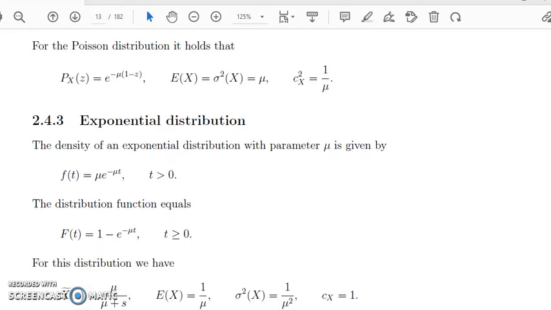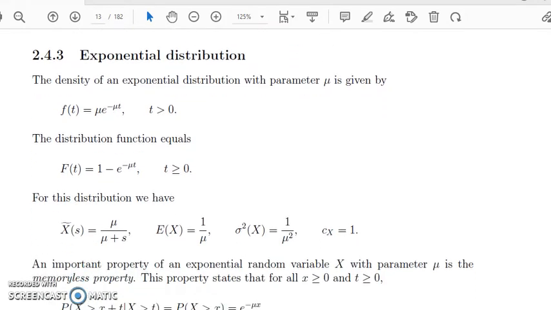The third distribution is the exponential distribution. The exponential distribution assumes that the density of an exponential distribution with parameter mu is given by f of t equals mu e raised to the power minus mu t, for t greater than 0. The distribution function equals 1 minus e raised to the power minus mu t, for t greater than or equal to 0.